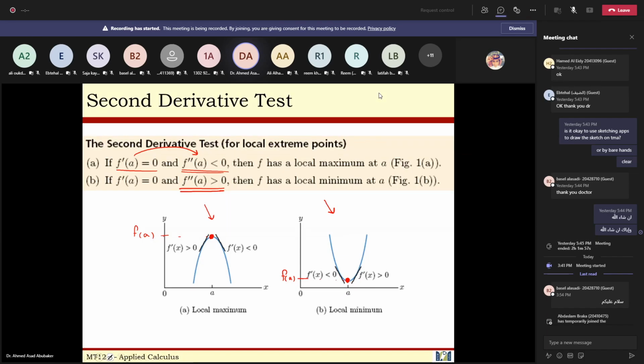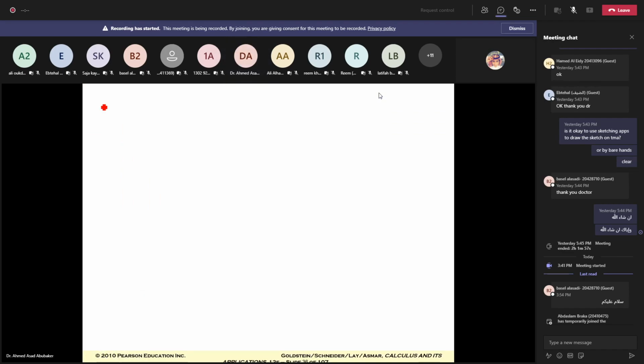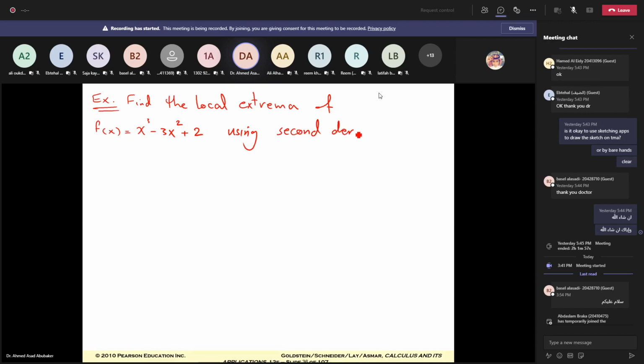Exercise about this. Example: find the local extrema of f of x equals x to the power 3 minus 3x squared plus 2 using the second derivative test.